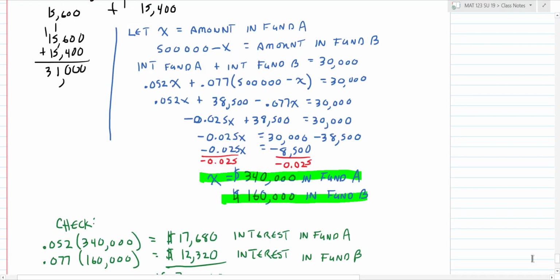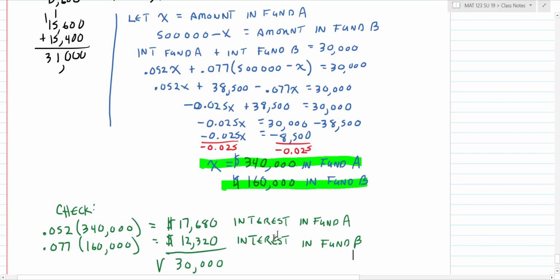Okay, so let's see how we did. The answer is $340,000 in Fund A, $160,000 in Fund B. So here's how I put this together. First of all, I start with what my variable is. X is the amount in Fund A. Now you could also let X be the amount in Fund B. You'd still get the same answer. So that's up to you. But what you have to understand is the rest of that $500,000 gives you what's in Fund B. So Fund B is all of your money, 500,000 minus X. Think of it as the whole minus the part gives the rest.